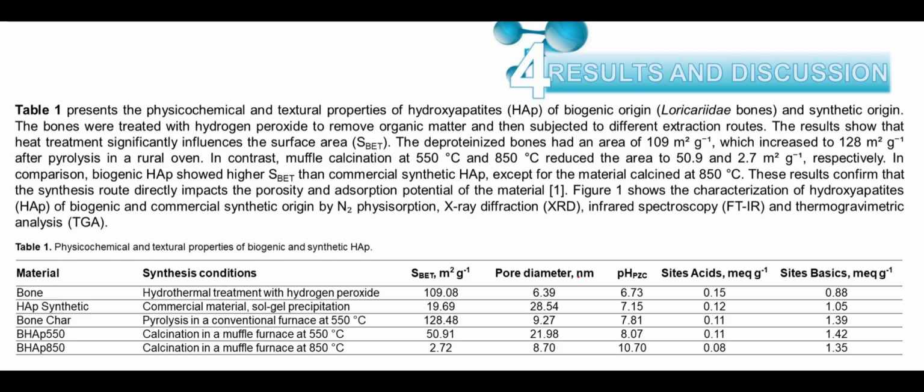In contrast, calcination in a muffle furnace at 550 degrees Celsius and 850 degrees Celsius reduced the area to 50.9 square meters per g and 2.7 square meters per g, respectively. In comparison, biogenic hydroxyapatites showed a higher specific surface area than the commercial synthetic sample, except for the material calcined at 850 degrees Celsius. These results confirm that the synthesis route directly impacts the porosity and adsorption potential of the material. We also found that basic sites were predominant, with a point of zero charge between 7.15 and 10.70, which favors the adsorption of cations, such as Pb²⁺.